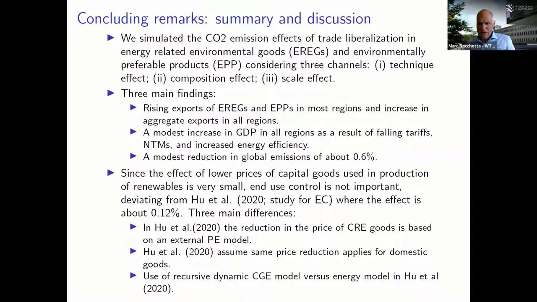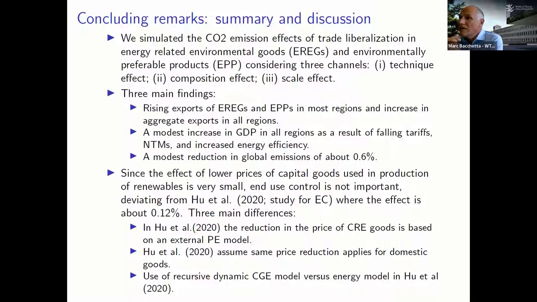So let me conclude. We simulated the CO2 emission effects of trade liberalization in energy-related environmental goods and in environmentally preferable products, considering three channels: a technique effect, composition effect, and scale effect. We have three main findings. The first is rising exports of EREGs and EPPs in most regions, and an increase in aggregate exports in all regions. A modest increase in GDP in all regions as a result of the falling tariffs and NTMs and improved energy efficiency, and a modest reduction in global emissions of about 0.6%.